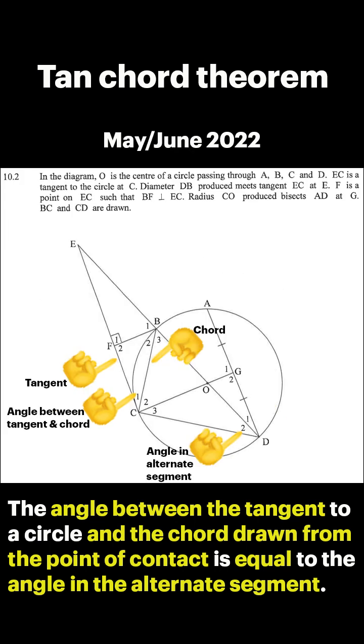In May 2022, again we had all the building blocks for the chord theorem. We had the tangent, EC, we had the chord, BC, and we also had the angle between the tangent and the chord, C1, and lastly we have the angle in the alternate segment, D2. So the angle C1 should be equal to D2.